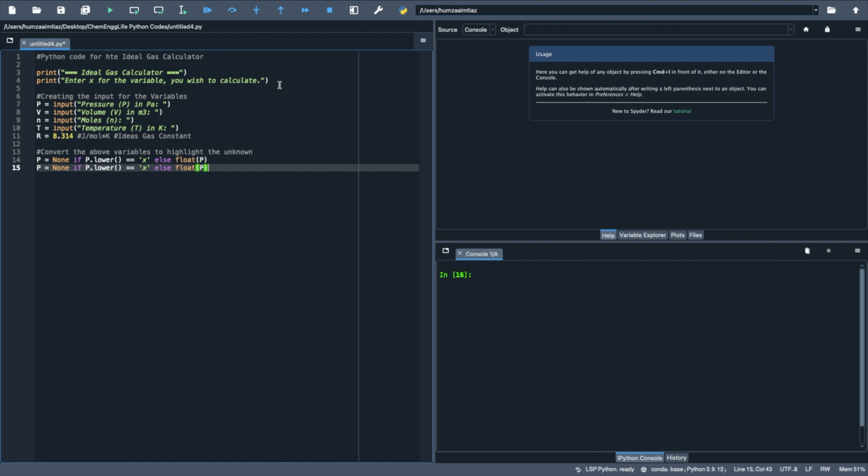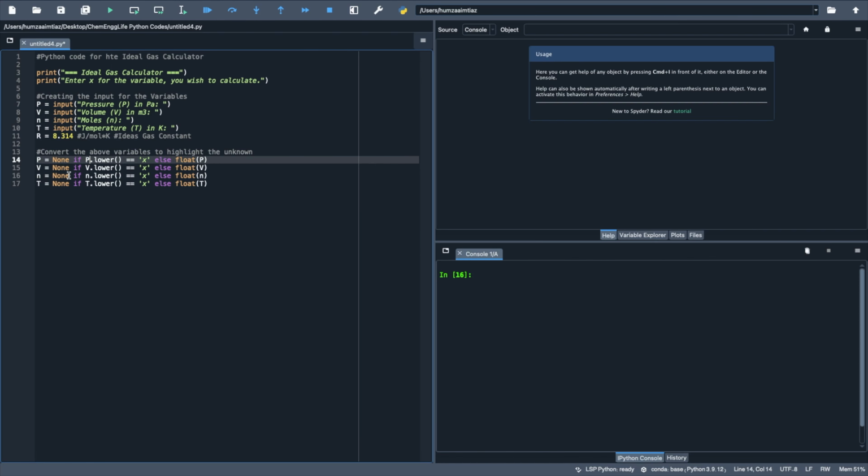So we have P, V, N, and T. So then I'll write V, N, and T. And then I will do the exact same right here. So P, V, N, and T. And also right in the middle, P, V, N, T.